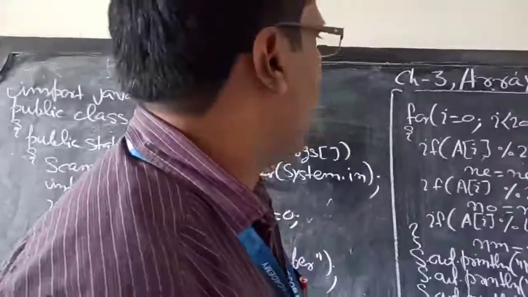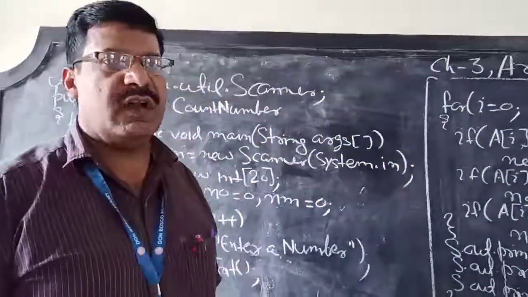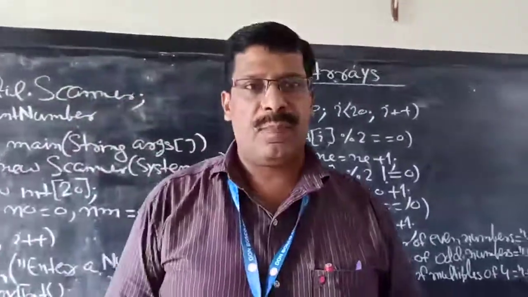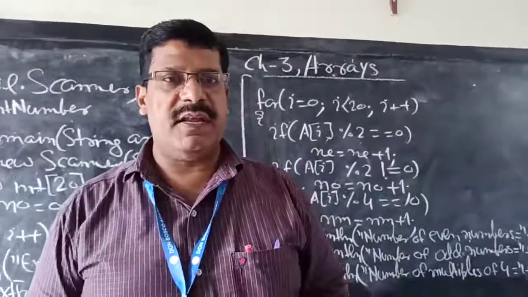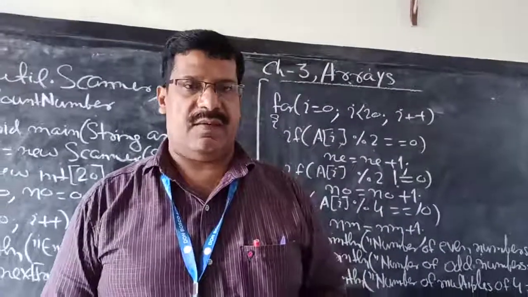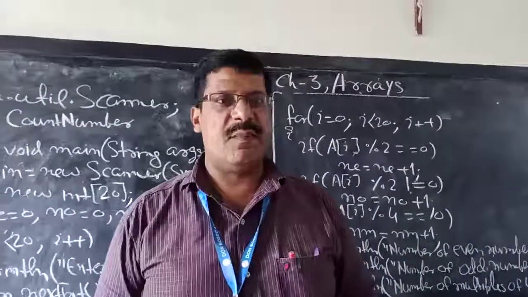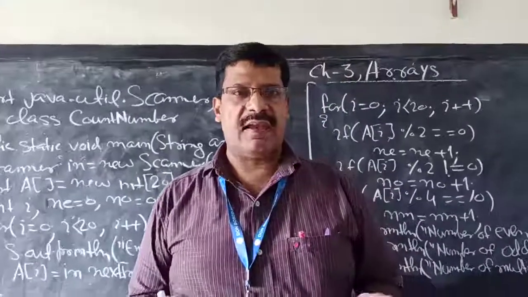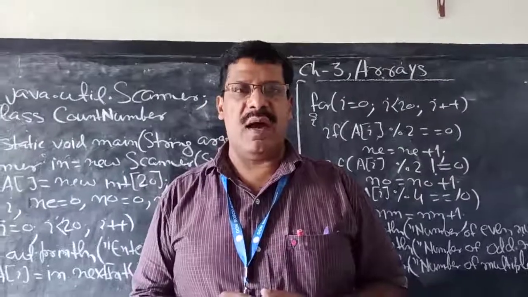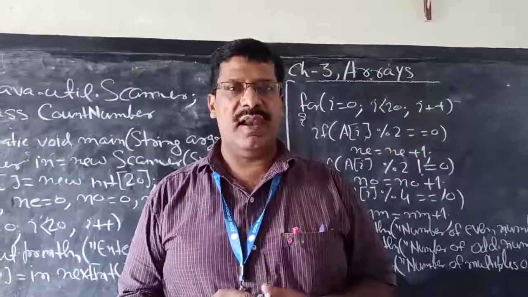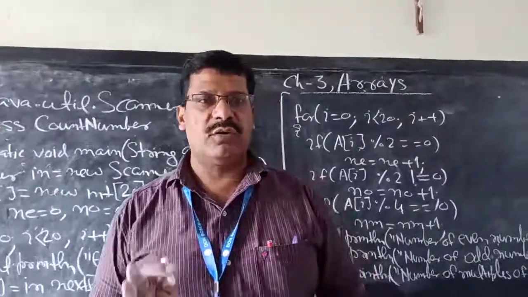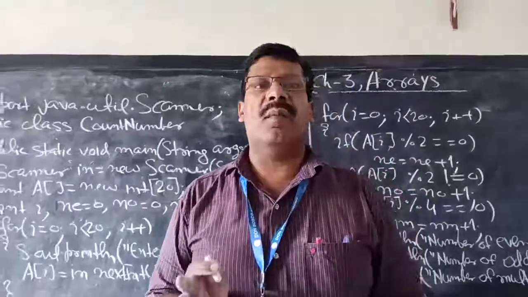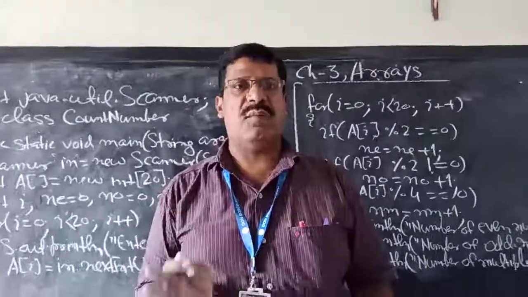Today we are going to discuss another programming question based on array. The question is to write a program to accept any 20 numbers in a one-dimensional array, and count and print the total number of even numbers, total number of odd numbers and total number of multiples of 4. Means how many numbers are divisible by 4, which are multiples of 4.